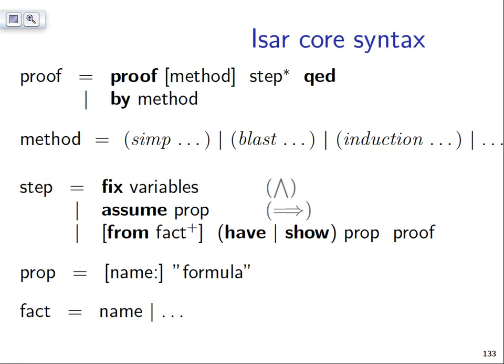And what is a fact? Well, in the simplest case, the fact is just a name, and you're referring either to some global lemma that already was proved earlier when you say from fact, or you're referring to something that was proved earlier, was proved further up in the proof block. So what do we do now?